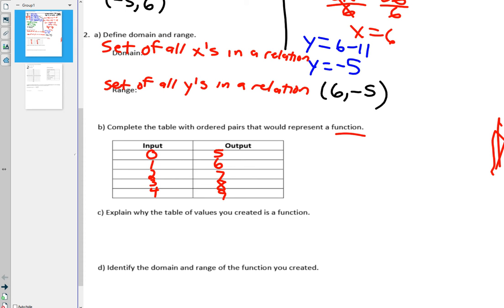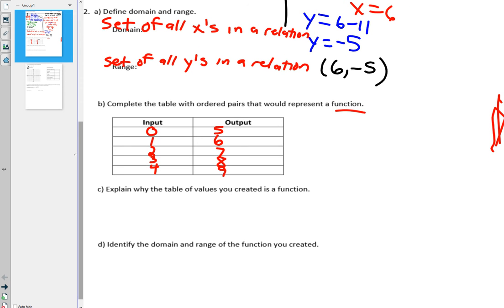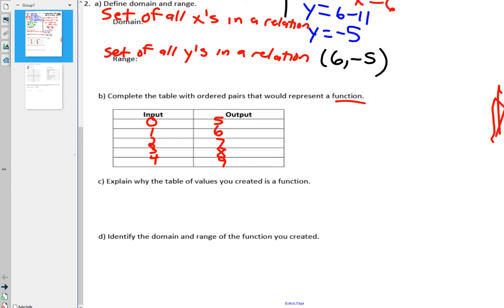Why is it a function? Nick, I'm glad you asked because that's the next question. Exactly. It says, explain why this is a function.